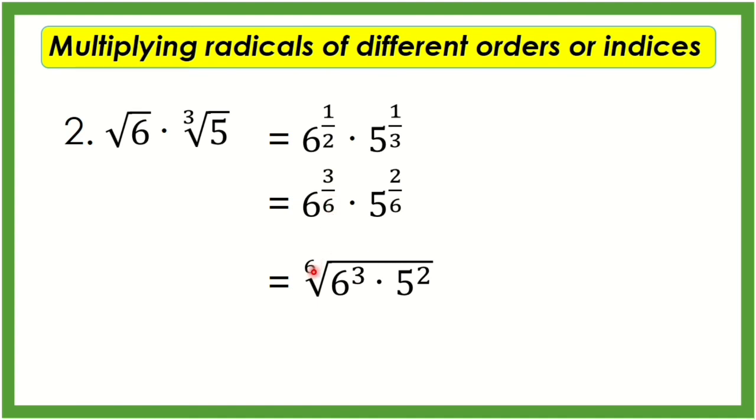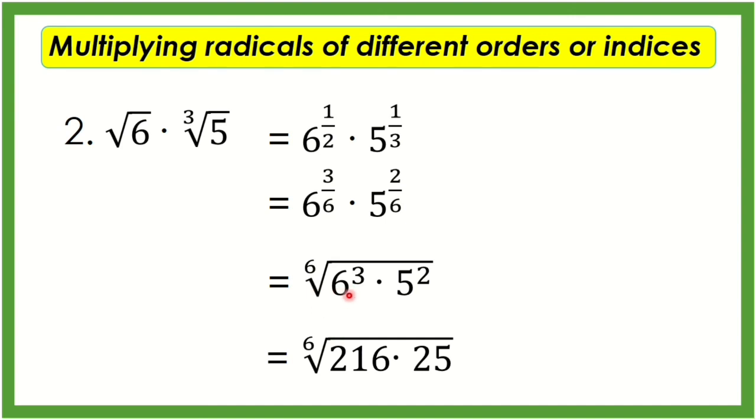6 yung kanilang denominator, yun yung index, and then yung base, 6, yung numerator, yun yung magiging exponent. Then, the same, 5 raised to 2 over 6, 6 din yung kanyang index, 5, yun yung base, and then yung 2, yun yung numerator. So, siya yung magiging exponent.